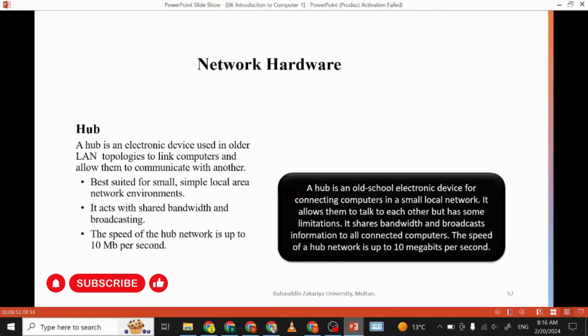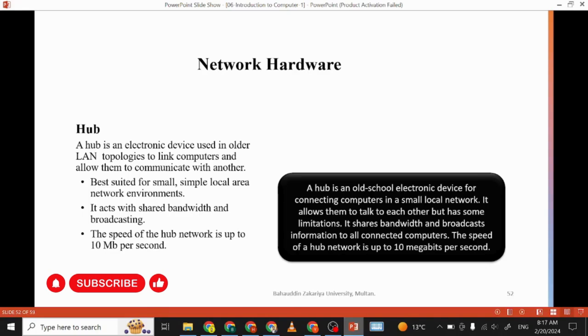A hub is an electronic device used in older LAN topologies to link computers and allow them to communicate with one another. It is best suited for a small, simple local area network environment. It works with shared bandwidth and broadcasting. The speed of a hub network is up to 10 MB per second.